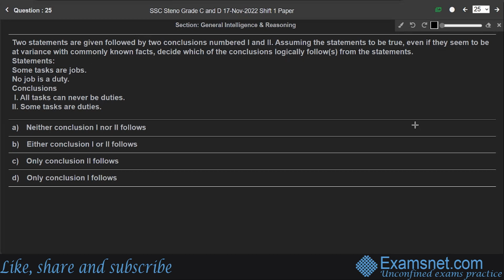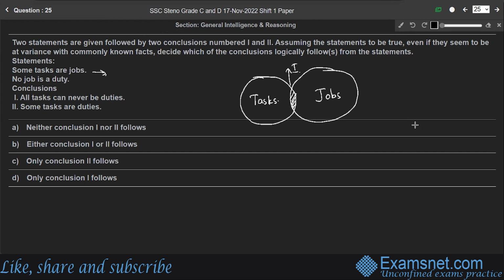So we'll consider the first one. Some tasks are jobs. So we'll consider the set of tasks. Some portion of the tasks are jobs. That means some tasks are jobs. So this shaded portion indicates the first statement. Whereas the second statement says no job is a duty. There is a set of duty, which is excluded from the set of job. That means no job is a duty. There is no portion of job that is a duty.